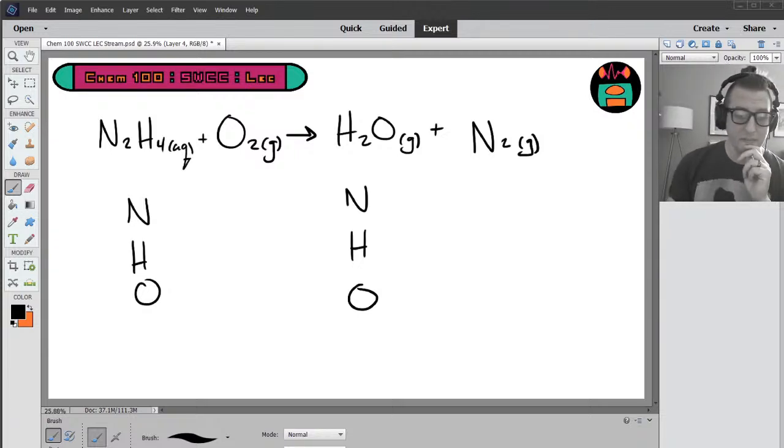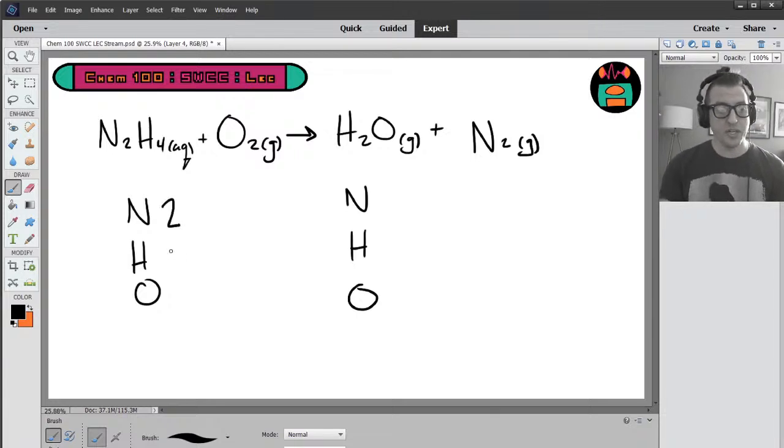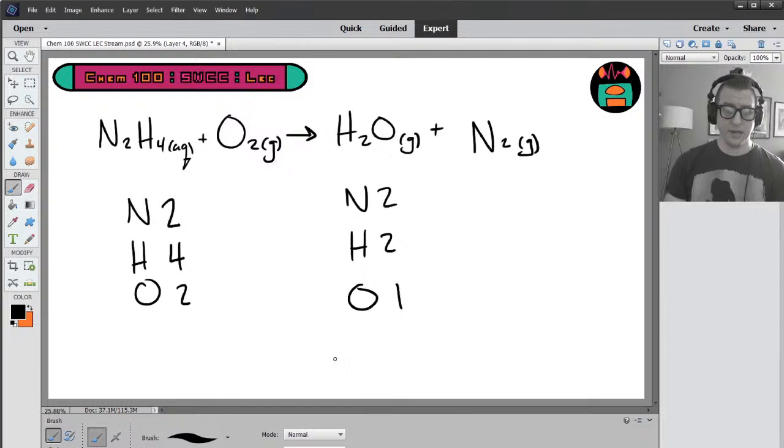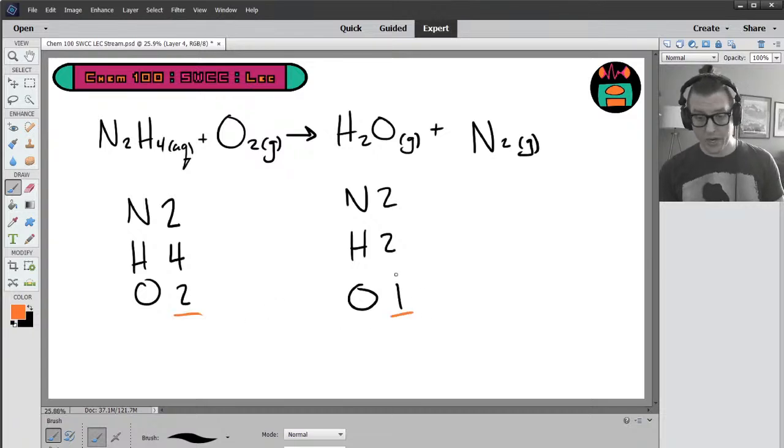All right, nitrogen, hydrogen, and oxygen. So on our reactant side, we have 2 nitrogen, 4 hydrogen, and 2 oxygen. On the product side, we have 2 nitrogen, 2 hydrogen, 1 oxygen. All right? Now, hydrogen and oxygen are both out of whack. I'm going to start by looking at oxygen because it's the simplest. I've got 1 on my product side, 2 on my reactant side. To balance oxygen, I need to multiply H2O by 2, right? So I get 2 oxygens on my product side.